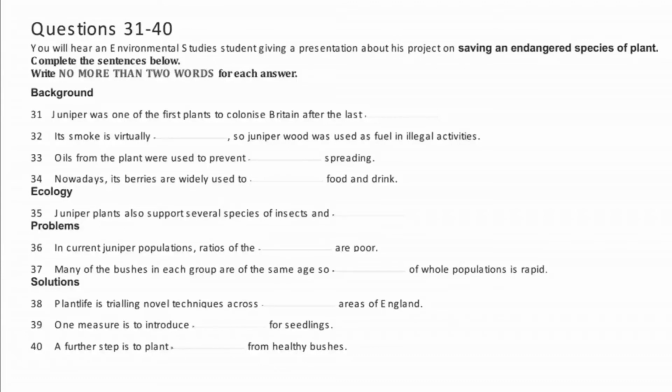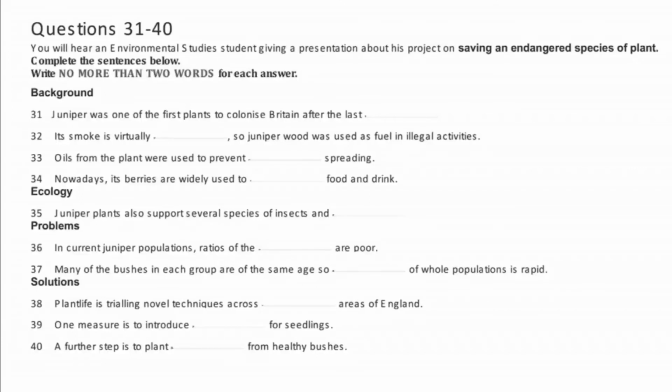So, why is the juniper plant declining at such a rapid rate? Well, a survey conducted in the north and west of Britain in 2004-5 showed that a major problem is the fact that in present-day populations, ratios between the sexes are unbalanced, and without a proper mix of male and female, bushes don't get pollinated. Also, the survey found that in a lot of these populations, the plants are the same age, so this means that bushes grow old and start to die at similar times, leading to swift extinction of whole populations.